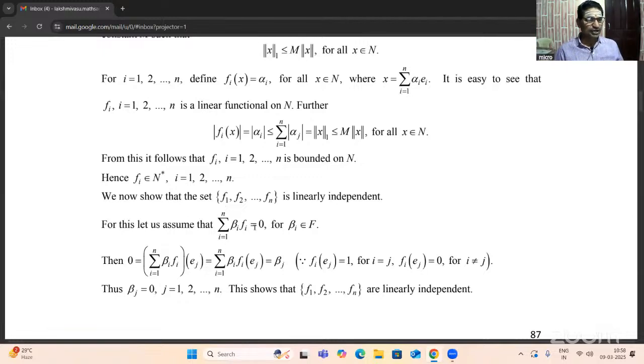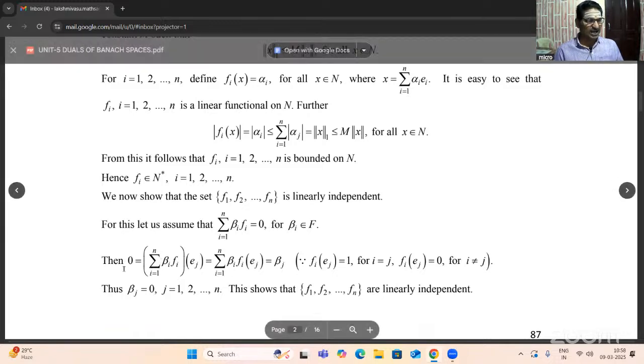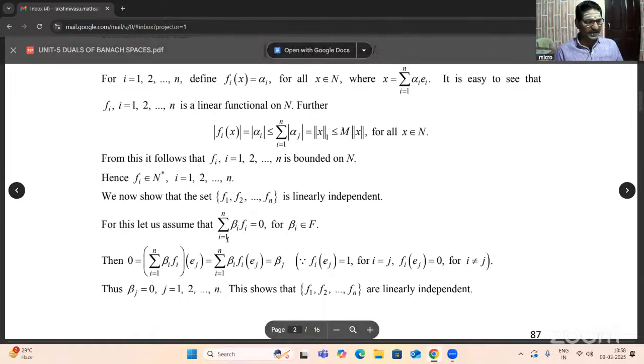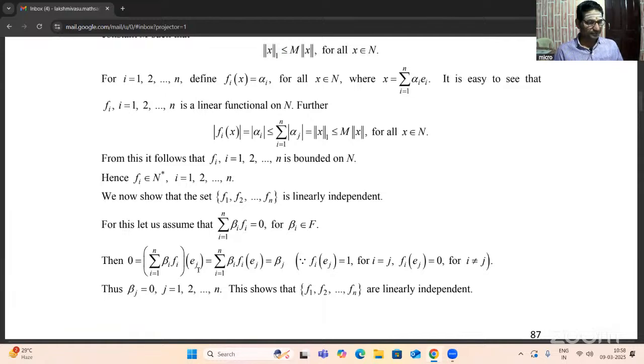So our assumption is, we are taking a linear combination of the functionals with scalars, summation beta i f i equal to 0. All the beta i elements are field elements because they are scalars. So that linear combination must be equal to 0. 0 equal to summation beta i f i with respect to e j. Summation beta i f i of e j equals, now that is also denoted by beta j. This expression with respect to the standard basis gives the value beta j.